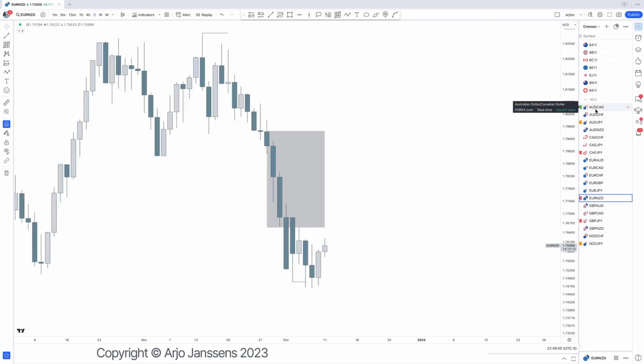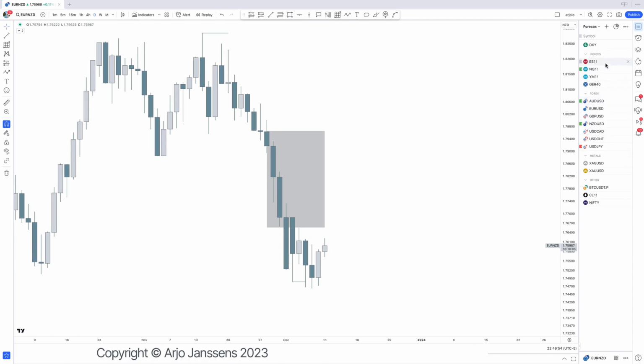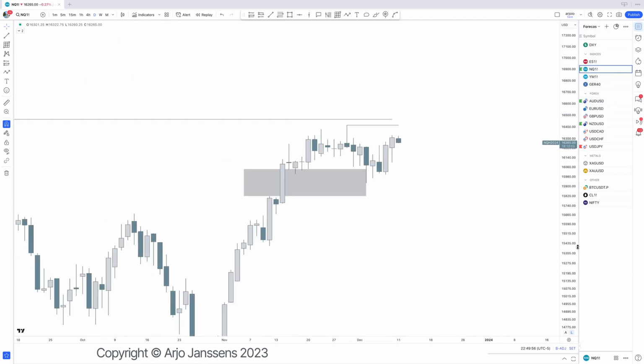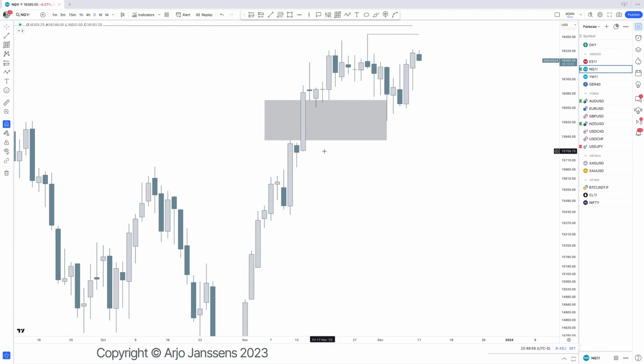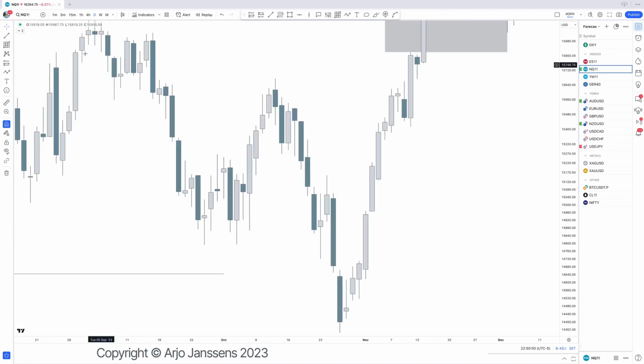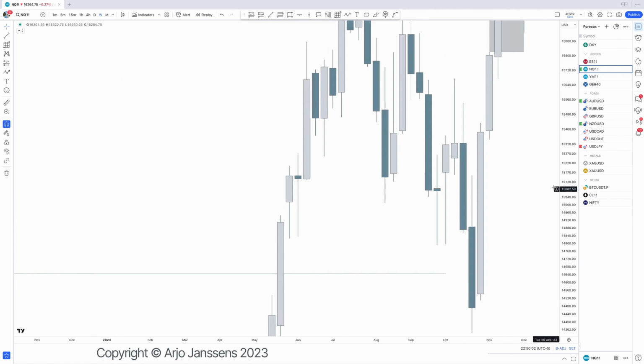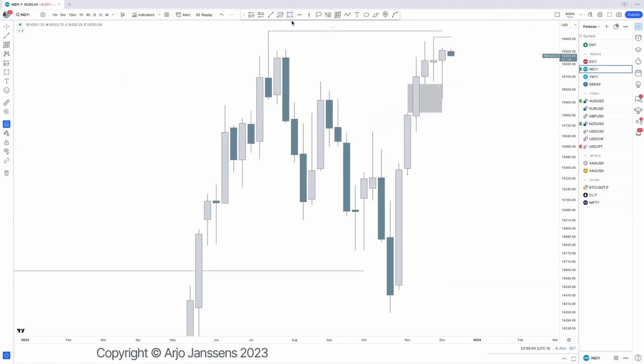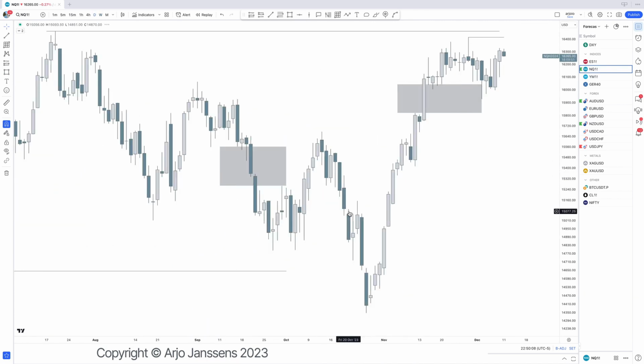So let's look at a pair and let's go over it again. Let's actually look at the indices right now. Let's see if they have something as well. Let's see if they have something to tell us right here. Let's mark some weekly fair value gaps. Let's see if it also happens on the indices. Gets created right there. Well, yeah, somewhat you could argue right there.